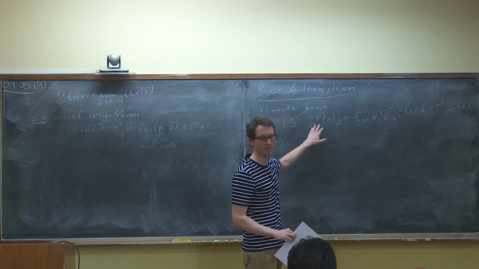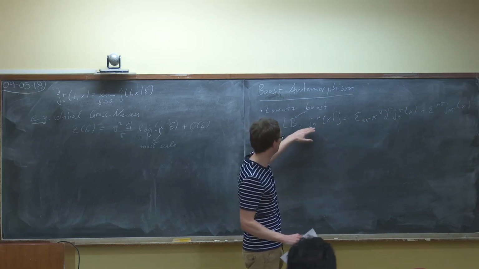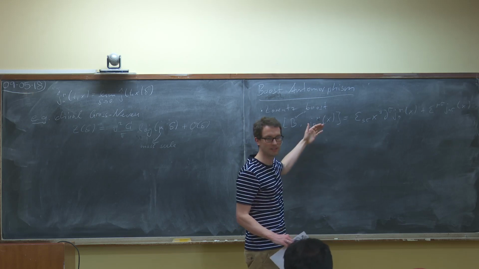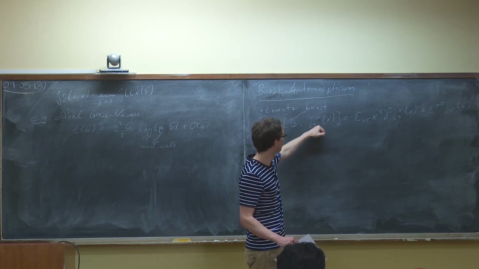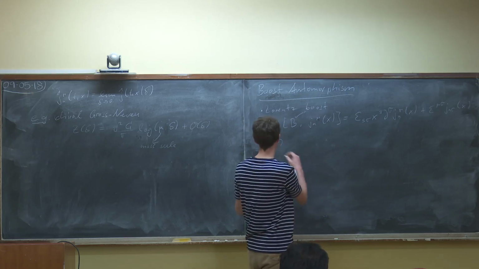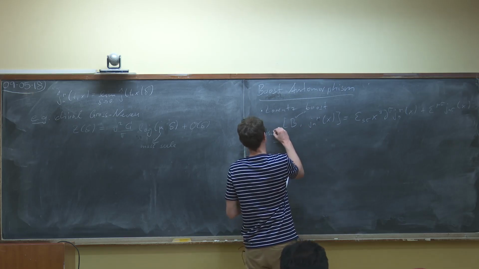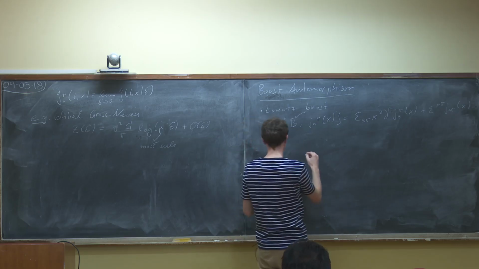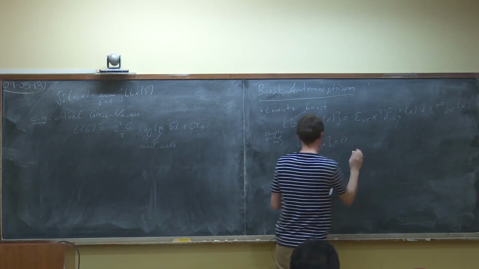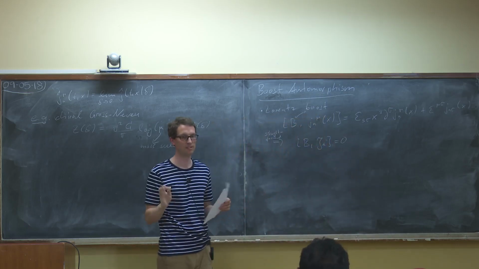You remember the level 0 charge was just the integral over the 0 component of this thing here. So I can also integrate this relation and compute what the boost does with the charge, and it's relatively straightforward to see that you get a vanishing commutator. So the boost commutes with the level 0 charge.